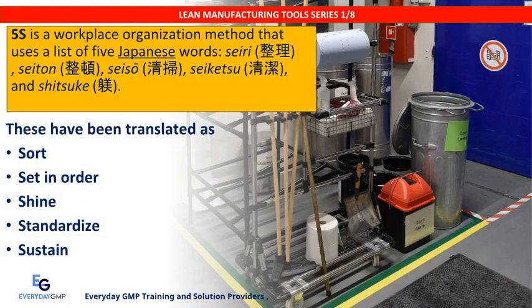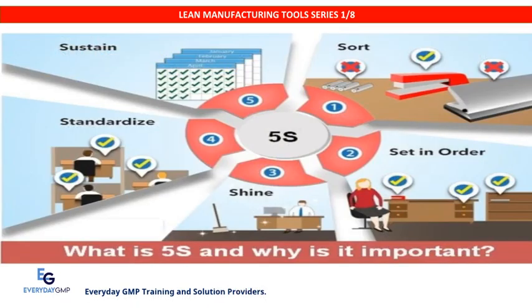In detail, 5S is a workplace organization method that uses a list of 5 Japanese words: seiri, seiton, seiso, seiketsu and shitsuke. These have been translated as sort, set in order, shine, standardize, sustain. Sort. The first step in 5S involves removing unnecessary items from the workspace. By decluttering and organizing, the efficiency of the workspace is enhanced.